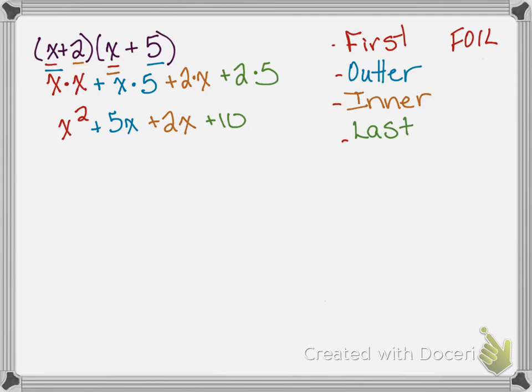Now, my final answer here. Look at those two middle terms, and it's very, very common for you to be able to combine those. Can those be combined? Yes, very common. Don't assume you always can, because there are times you can't. But I would say more often than not, you can combine those two terms. So my final answer here is x squared plus 7x plus 10. That's my final answer right there.